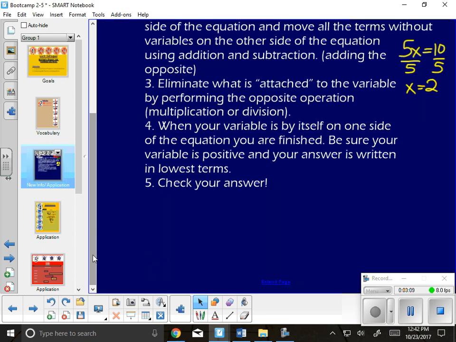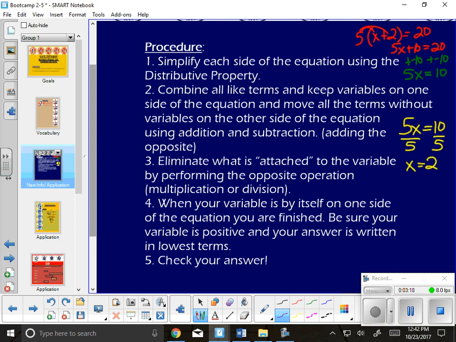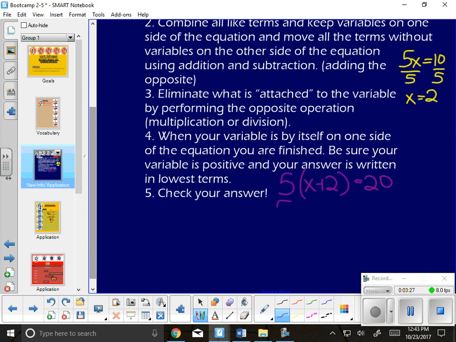So the last thing is to check your answer. We ended up with x equals 2. What we're going to do is plug that right back into the equation. So our original equation was 5 times the sum of x plus 2 equals 20. So we'll put 5 times the sum of 2 plus 2 equals 20. And again, remember, there's like an imaginary question mark above there because we're trying to make sure that they are equal. If we are following order of operations, the next thing we need to do is simplify what's in the parentheses. So 2 plus 2 is 4. And 5 times 4 is 20. And 20 does equal 20.